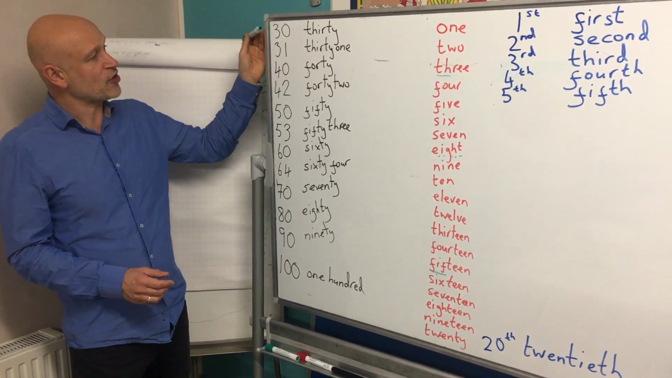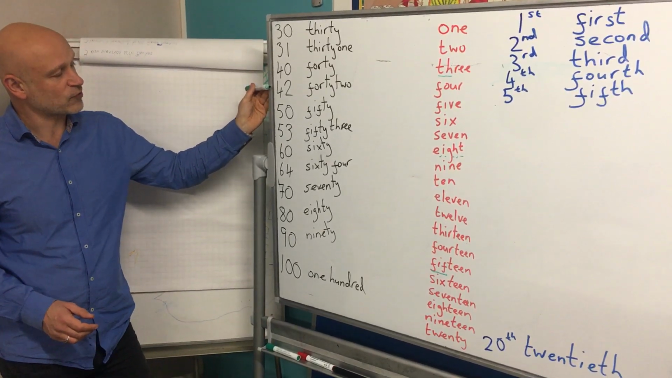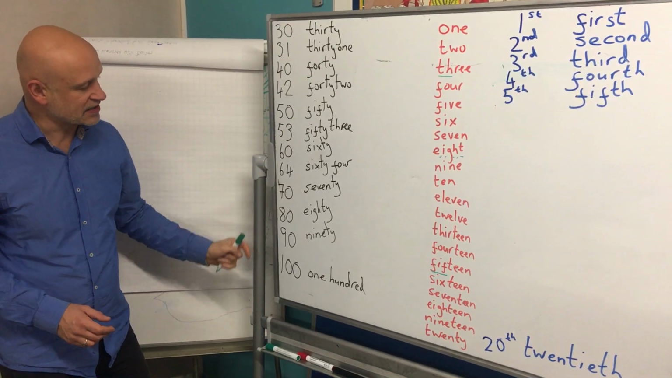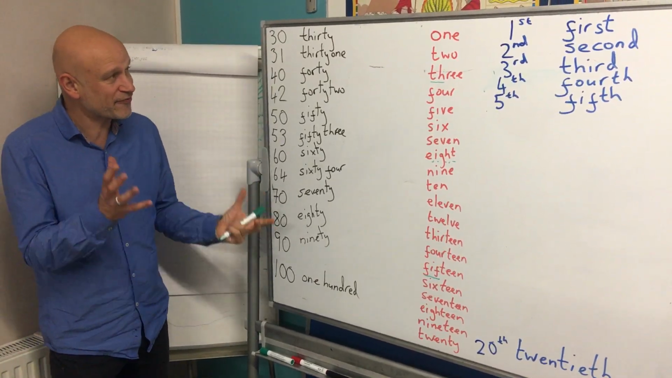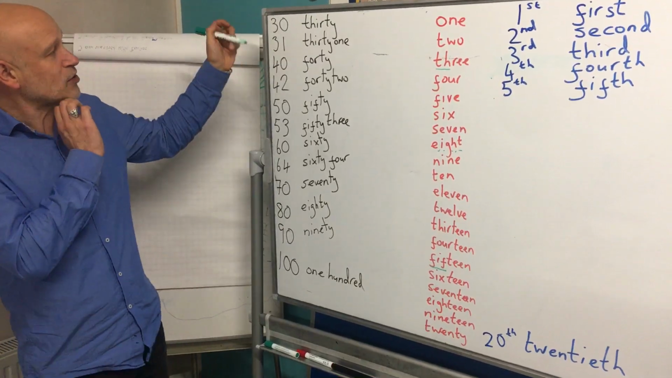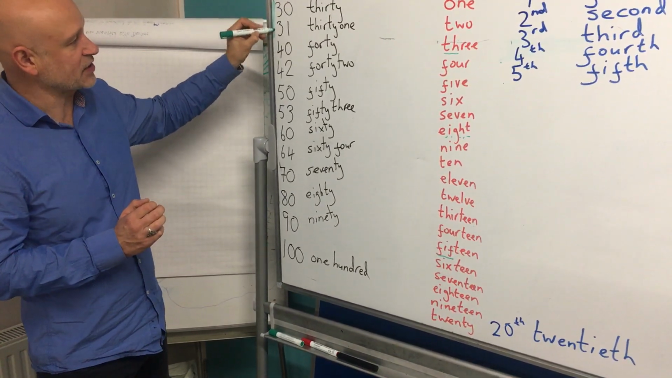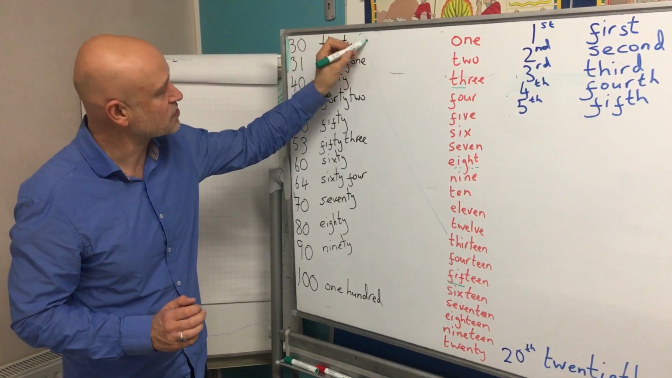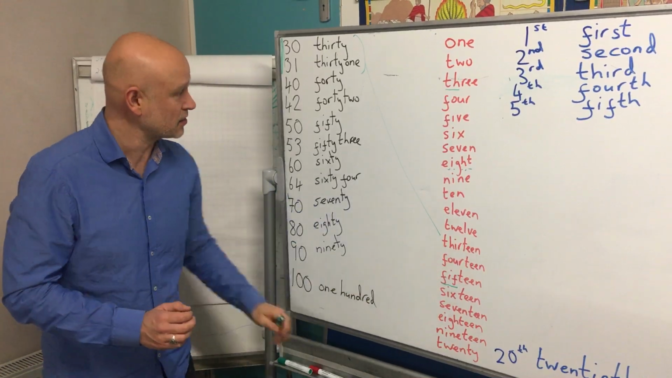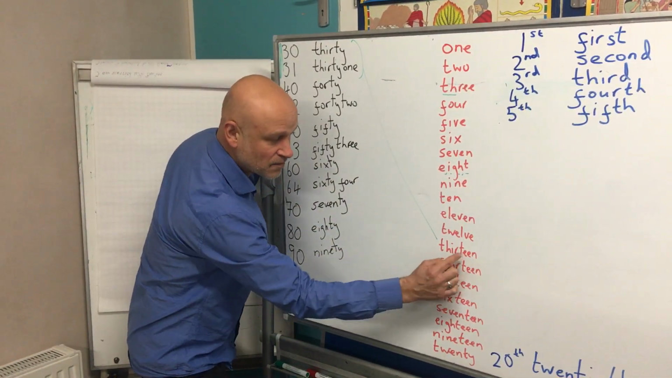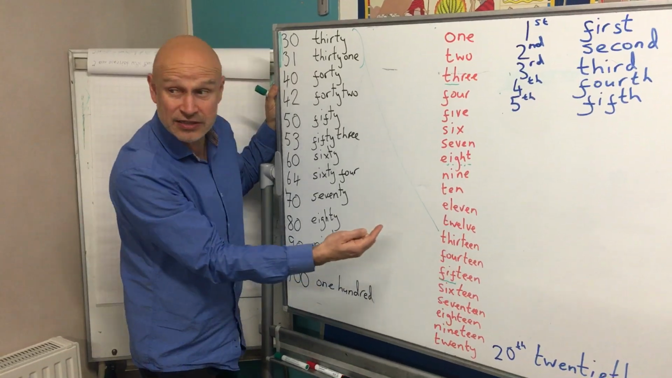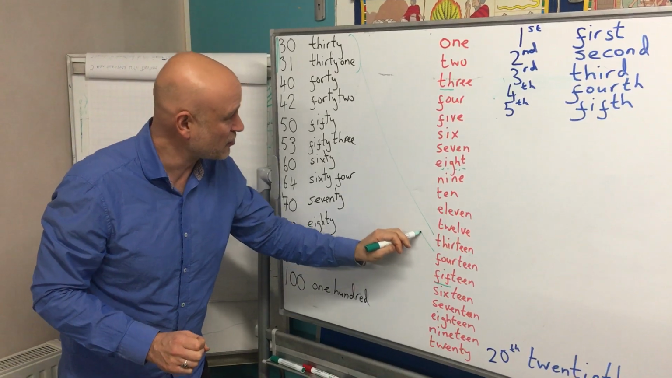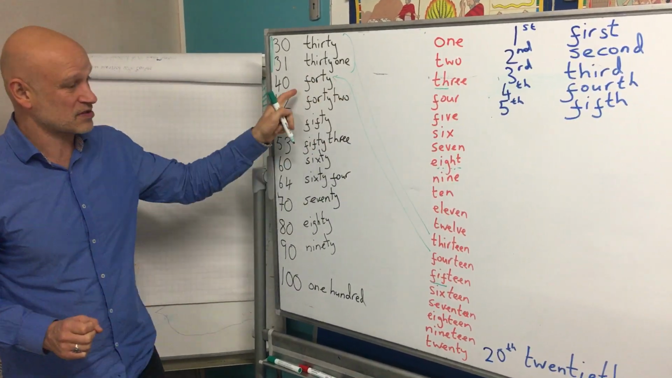So, 30, 31, 40, 42, 50, 53, 60, 64, 70, 80, 90, and 100. Now, there are some very interesting things here. When you look at the ones in the 30 group, you can see that it's very, very similar to the spelling of 13. It's like you take 13 and you take the E away and you just put the letter Y. The problem is with the number 40, these are different.